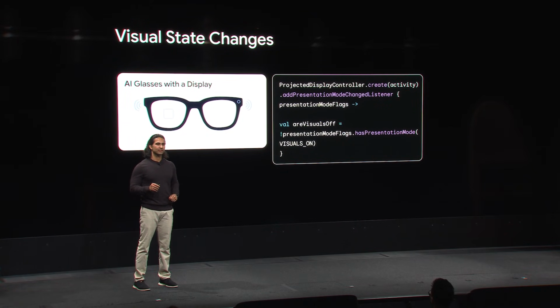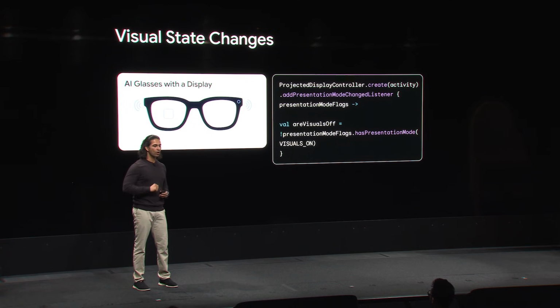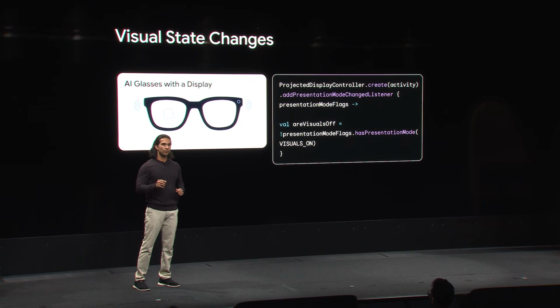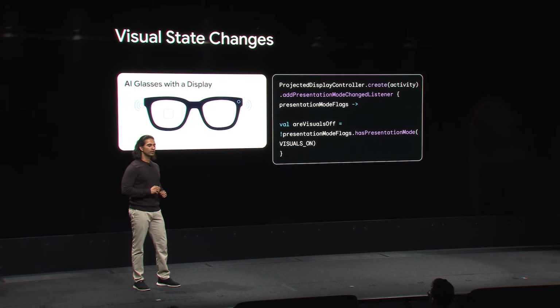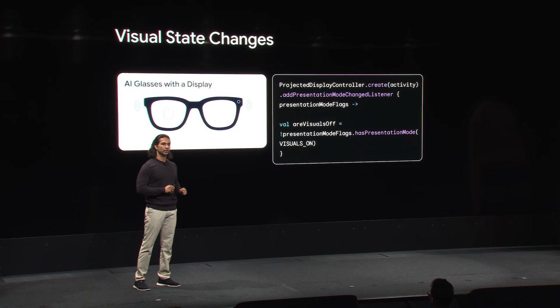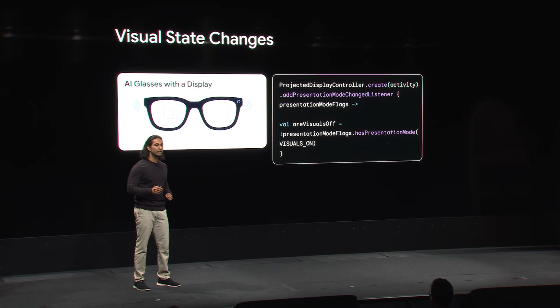On AI glasses with a display, the display can time out or the user can turn off the display. To design activities that run across when the display is on or off, we provide the following method that allows your activity to be notified when the display state changes. So you can tune your activity for the appropriate amount of audio information.